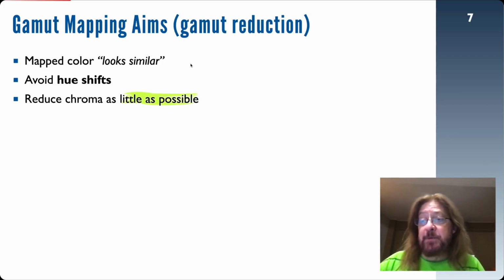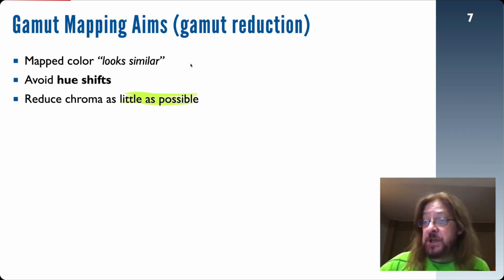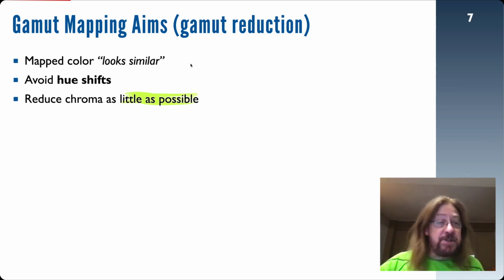So, when doing gamut mapping, and we're really talking about gamut reduction here, changes in hue are particularly objectionable. Changes in chroma are more tolerable, and small changes in lightness can also be acceptable, especially if the alternative is a large chroma reduction.